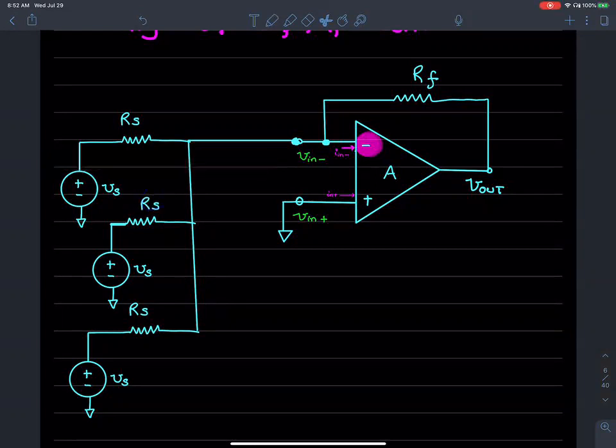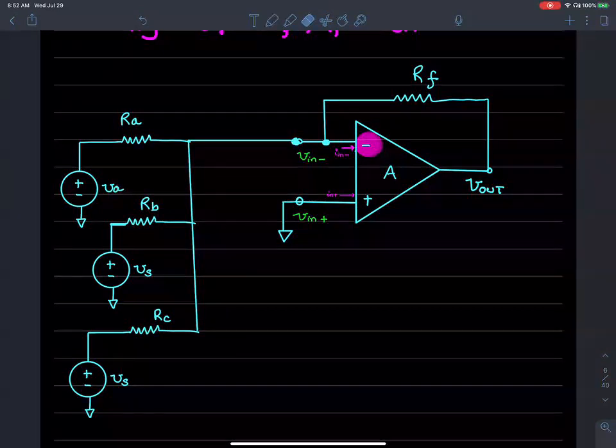So I'm going to change these numbers to RA, RB, and RC. I'm going to call this RA, this RB, and this resistance RC. This voltage, I'm going to call VA. The one in the middle, VB, and the one down below, VC.